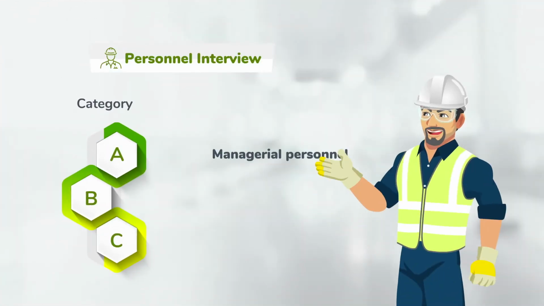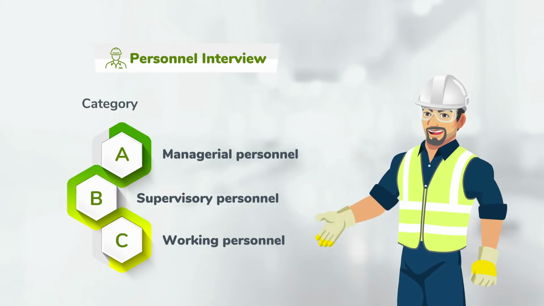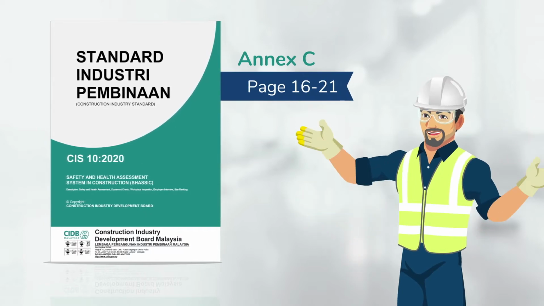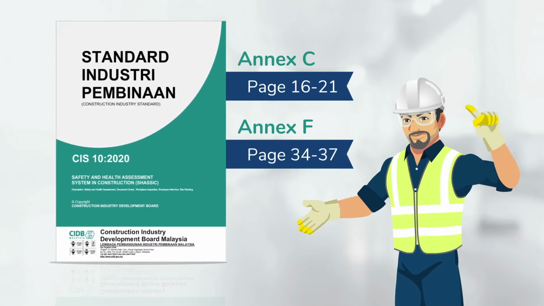You're required to select construction personnel randomly from all levels of occupation to be interviewed using the standard questionnaires in Annex C, which can be found on pages 16 to 21, and the assessor guide in Annex F, which is on pages 34 to 37.